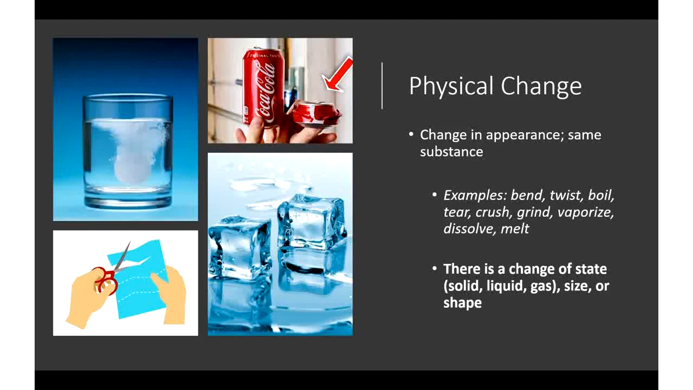When ice melts, solid ice is turning into liquid water. H2O is still H2O. It's still made up of the same substance. So that is an example of a change of state. When we crush an aluminum can, we're simply changing the size, right? And what about when we dissolve something?